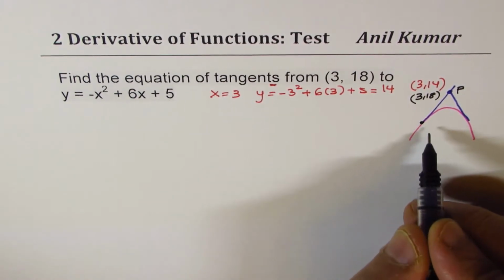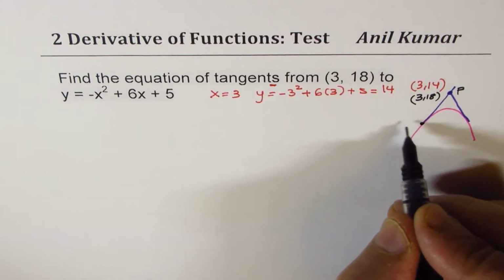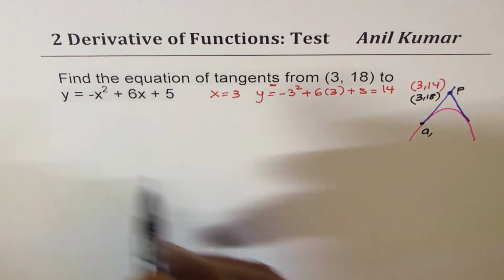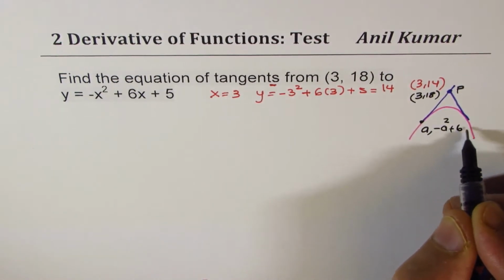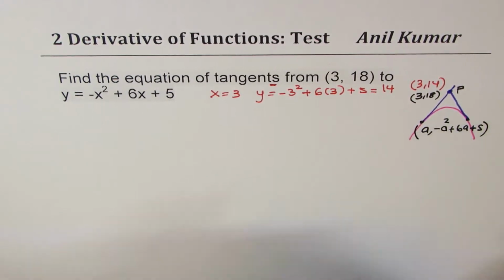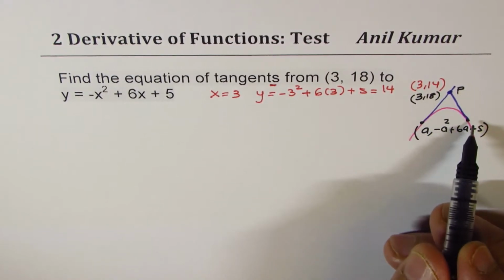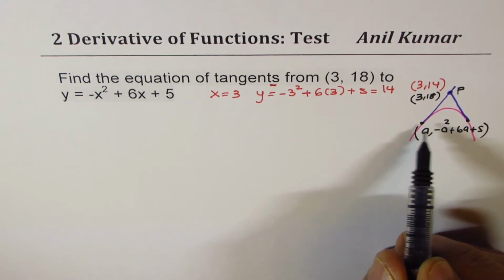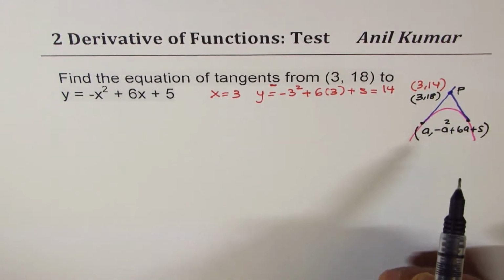Now any point on this curve, we can have in general, x equals a, and if x is a, then the y value will be minus a squared plus 6a plus 5, correct? And there is possibility of having two such points on the curve, which will result in two different tangents. So we'll find out the value of a, and then we will know really which are these points, correct? Once we know the points, we'll find the equation of tangents.